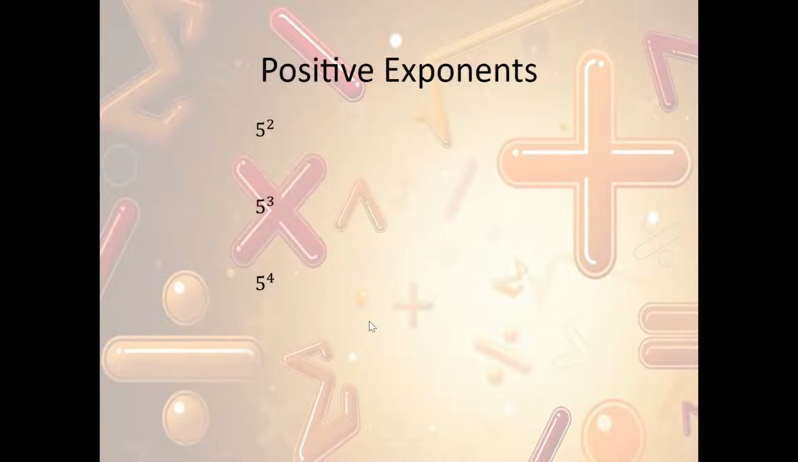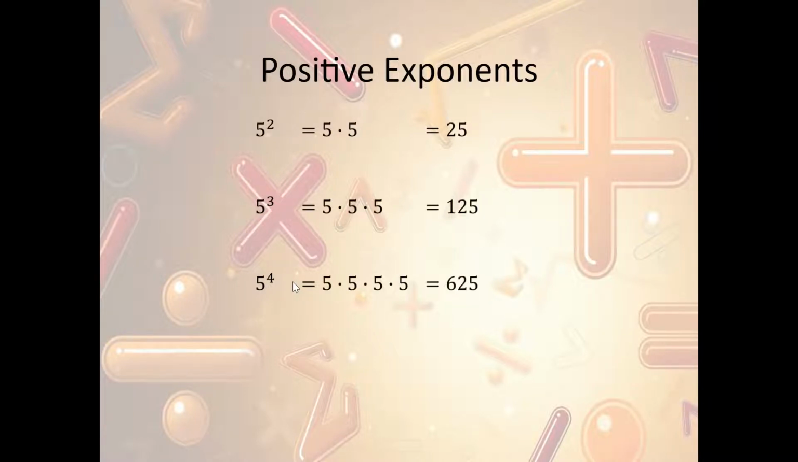Now let's talk about positive exponents. So positive exponents mean that the number above here, the number of times we're going to multiply it times itself, is a positive number. So we have 5 squared. Well, that means that we're multiplying 5 times 5, which in this case is 25. Then we have 5 to the third power, which is 5 times 5 times 5, which is 125. And then 5 to the fourth power is 5 times 5 times 5 times 5, which is 625. So we can do this with any exponent. We can take any base number and raise it to an exponent and multiply it by itself a certain number of times and solve.